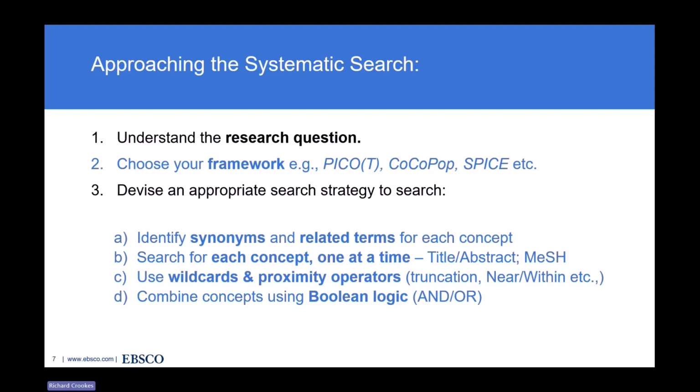Then we can devise an appropriate search strategy. That means we would look at the synonyms or related terms for each concept. We can search for each concept one at a time, and that can be a combination of title or abstract searching, which I've alluded to already, and also the subject terms, the MeSH terms for MEDLINE. Then we can also factor in wildcards and proximity operators, like truncation, etc., to enhance or expand our search strings, and so on.